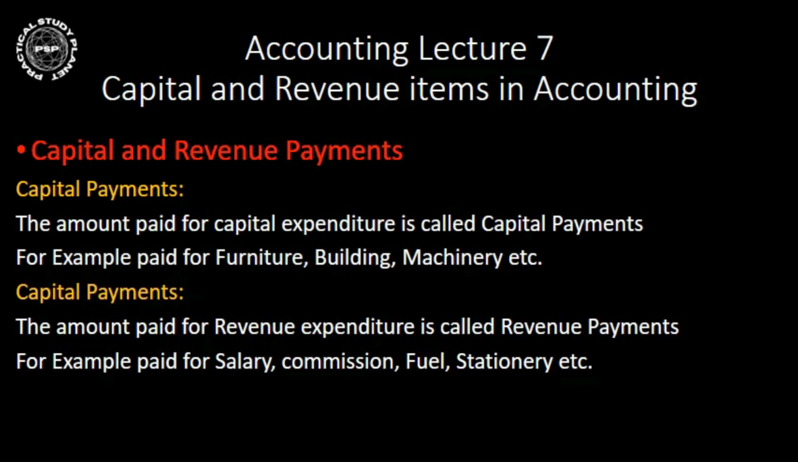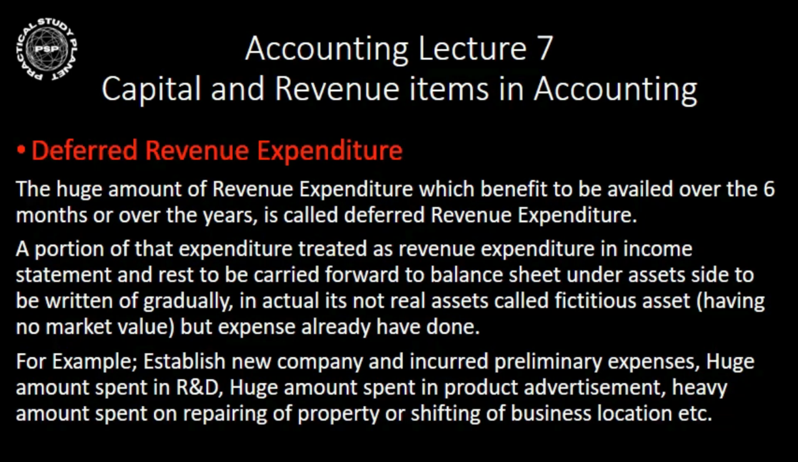Capital and revenue payments. Capital payments: the amount paid for the capital expenditure is called the capital payments. For example, paid for the furniture, building, machinery, etc. Revenue payments: the amount paid for the revenue expenditure is called the revenue payments. For example, paid for the salary, commission, fuel and stationery, etc.